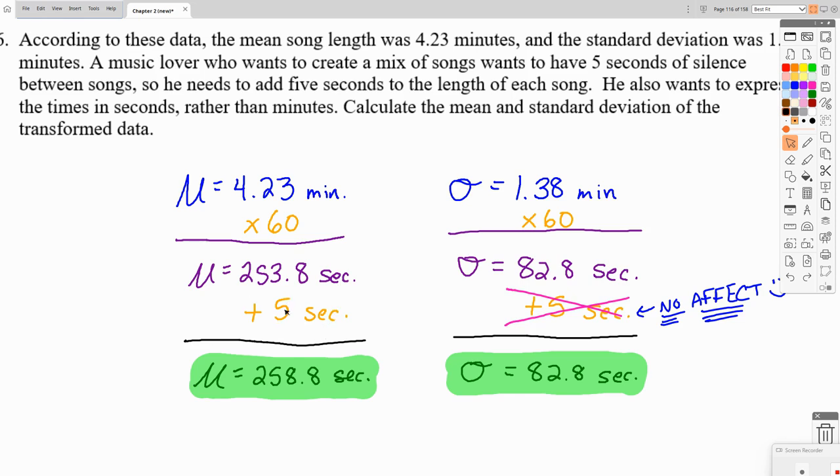So adding the 5 seconds on, here's my new average song length in seconds. Now, adding does not affect measures of spread, and standard deviation is a measure of spread. So I may write plus 5 seconds, but I have to remember that has no effect on the standard deviation or the IQR or the range. So the new standard deviation in seconds is still 82.8 seconds.